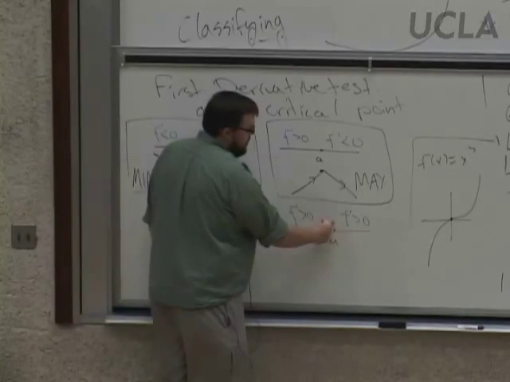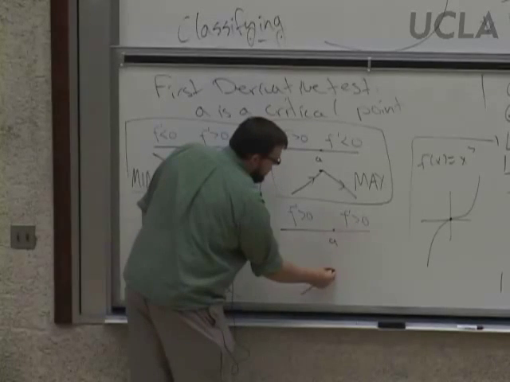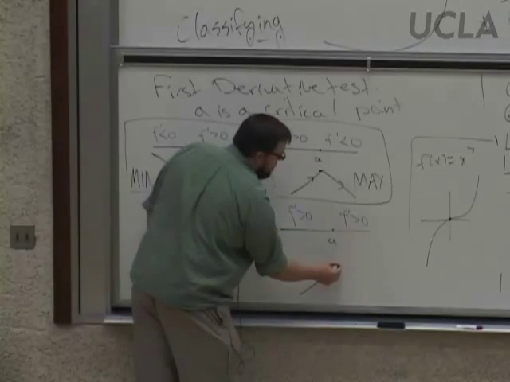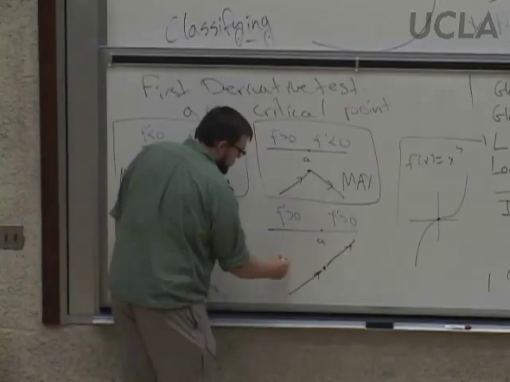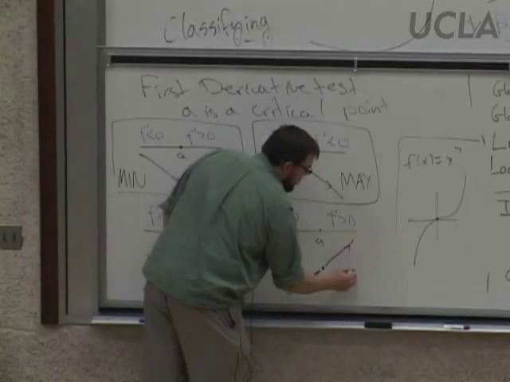How about here? Derivative is positive, I hit my critical point, and then it's positive again. In the picture, I come up, I hit my critical point, and I go up again. So this one is actually what's happening in the x cubed case. So again, same thing, this is neither.